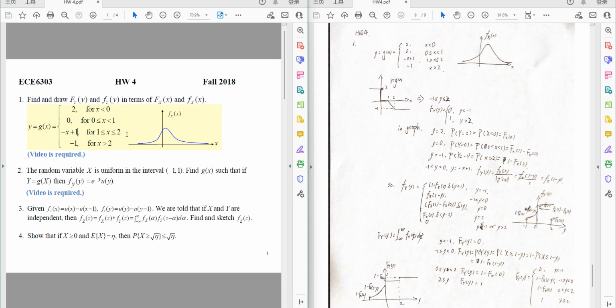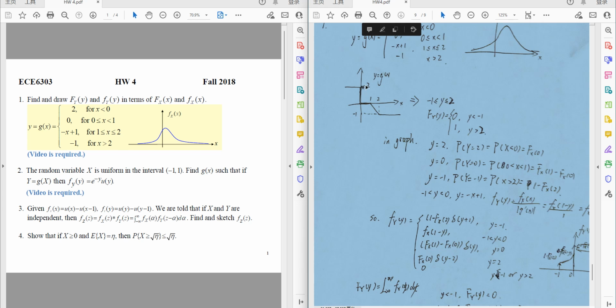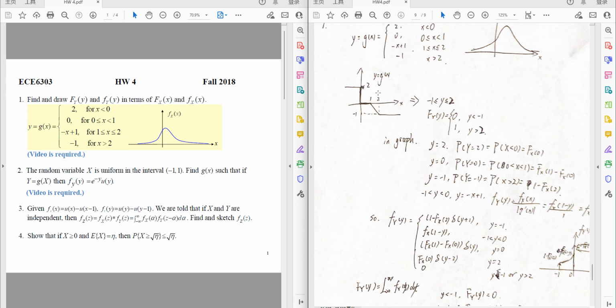It's a little bit confusing, so we can just draw the figure like this. Now it's clear. So by doing so, we can observe the figure. Now we know the y is from negative 1 to 2, no more than 2, no less than negative 1.